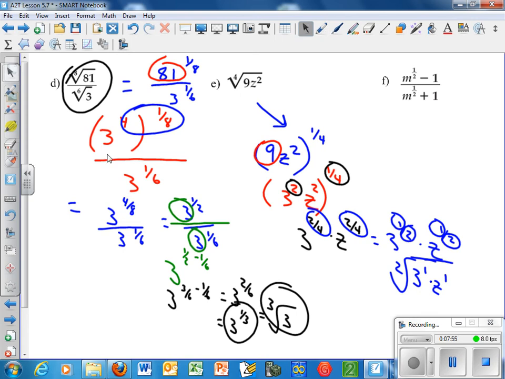Now, let's clean this up a little bit and look at the best way to write that, which would actually be the square root of 3z. We usually don't put the index of 2 in there, and when these powers are 1 right here, we just write it as 3z. So that whole thing simplifies to the square root of 3z.